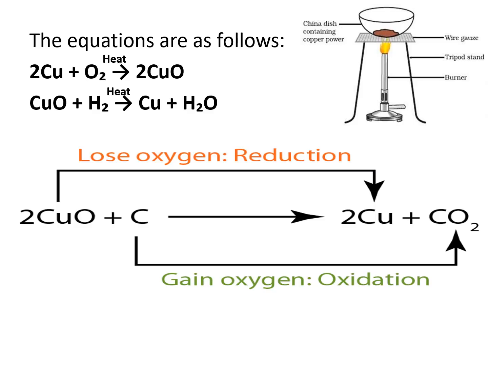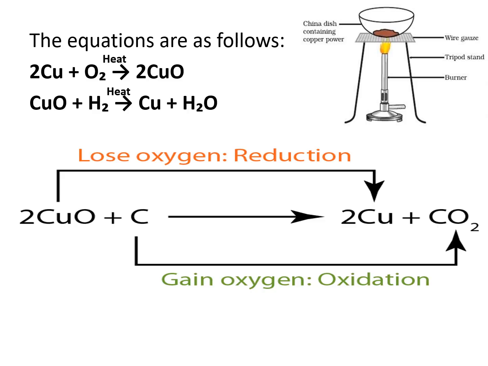Here, copper oxide is the oxidizing agent and hydrogen is the reducing agent. What is the oxidizing agent? The substance which gives oxygen or removes hydrogen is an oxidizing agent, and a reducing agent is the one which removes oxygen from a substance. Such a substance is called a reducing agent. So here copper oxide is the oxidizing agent and hydrogen is the reducing agent.